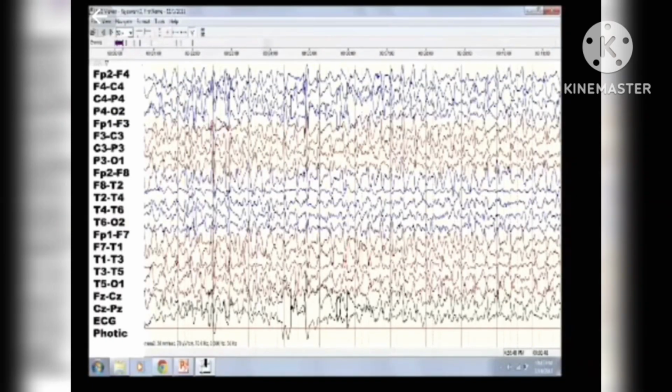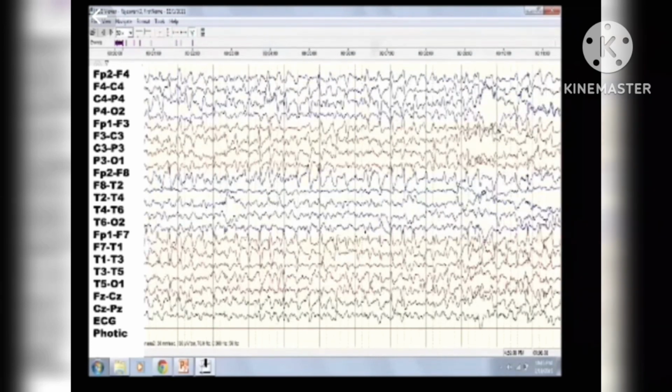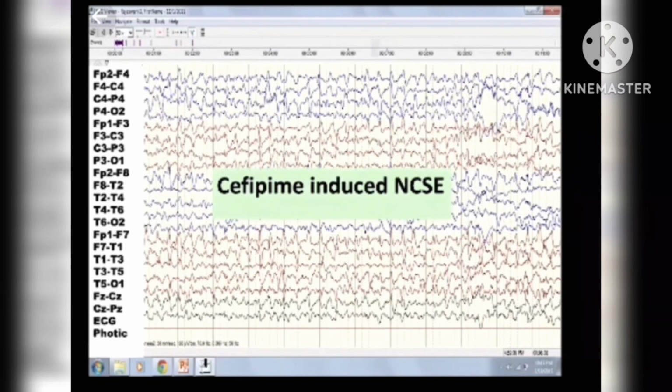And what we found in this EEG was that she had continuous seizure activity inside the brain. Outside, it was manifesting only as a slowness of brain activity. But inside the brain, the EEG was very important and it showed non-convulsive status epilepticus. And the culprit, Cefepime. Cefepime is an antibiotic which can induce non-convulsive status epilepticus in an elderly patient, especially when there's a mild renal failure. So that is what it is.